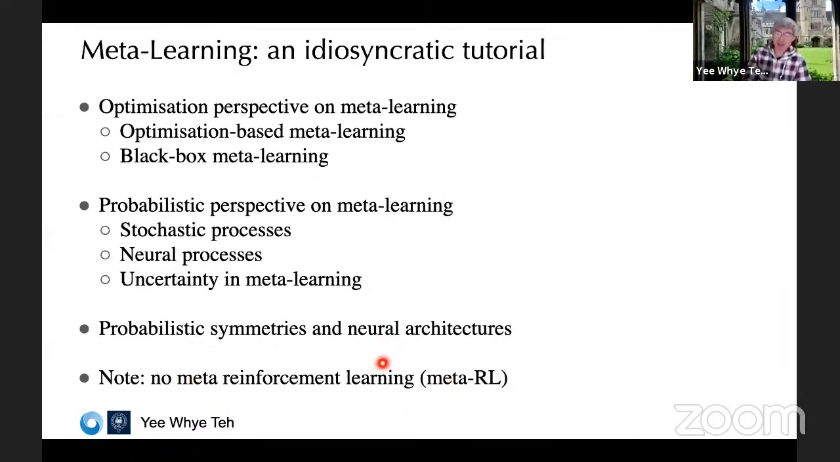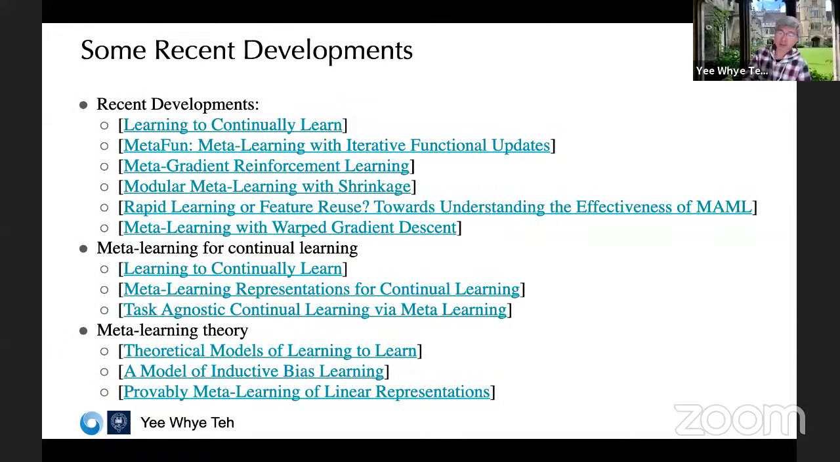One thing that I've skipped is that I haven't really talked about anything around meta learning in the reinforcement learning context, and that's still quite a big open problem. So I'd like to just highlight some of the interesting recent developments around meta learning. There's some question around how do you learn to meta learn to continual learn, and there's a bunch of papers there. And there's some interesting work on using meta gradients, basically meta learning gradient optimization in reinforcement learning, and there's some interesting work around modular meta learning where we've talked about shrinkage as well.